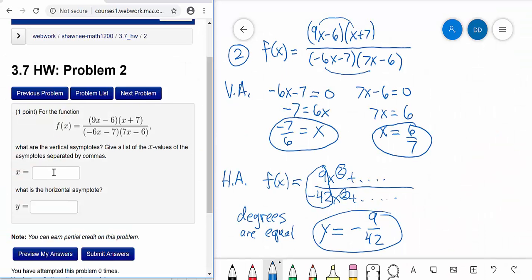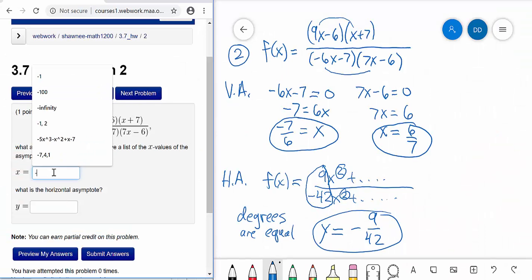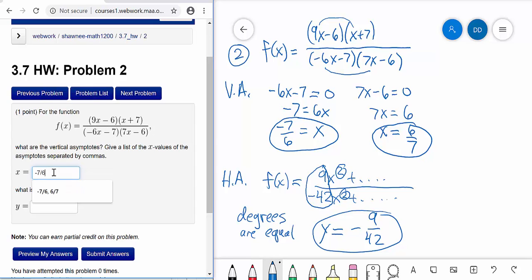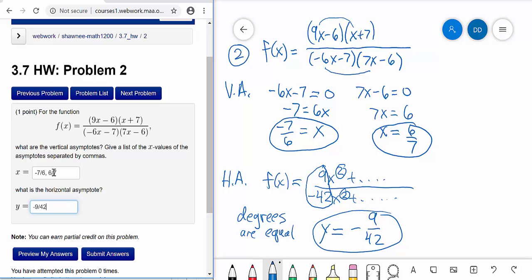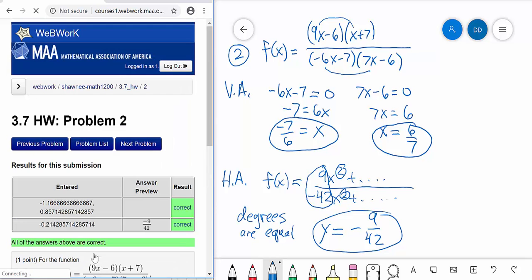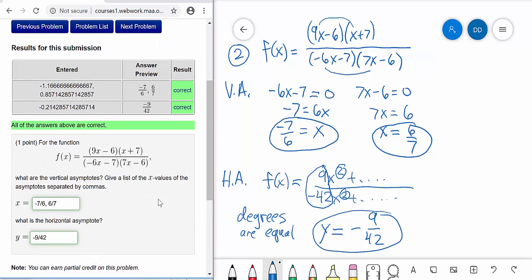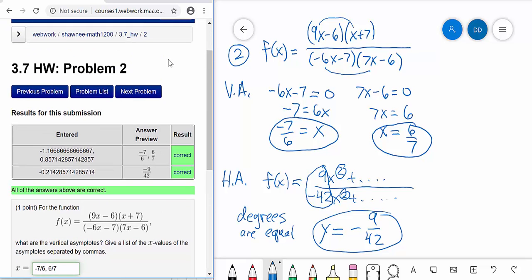So back in WebWork, we separate our vertical asymptotes with a comma, so negative 7/6 and 6/7. And the horizontal asymptote is negative 9 over 42. There we go. Let's move on to problem number 3.